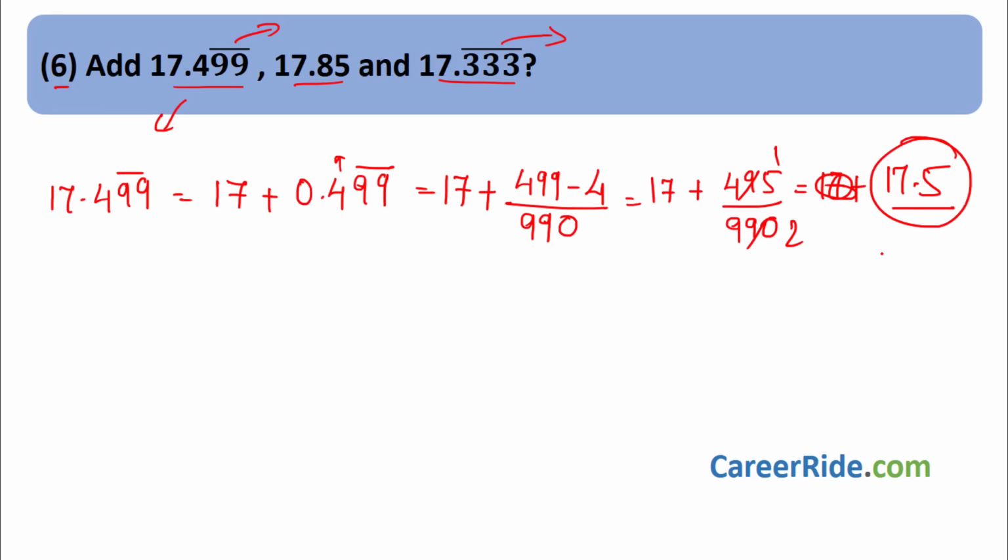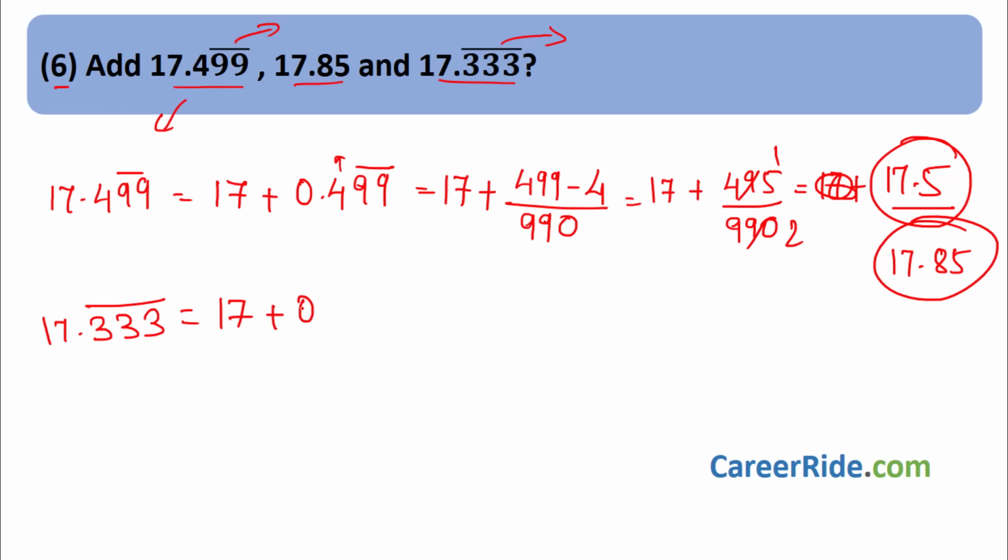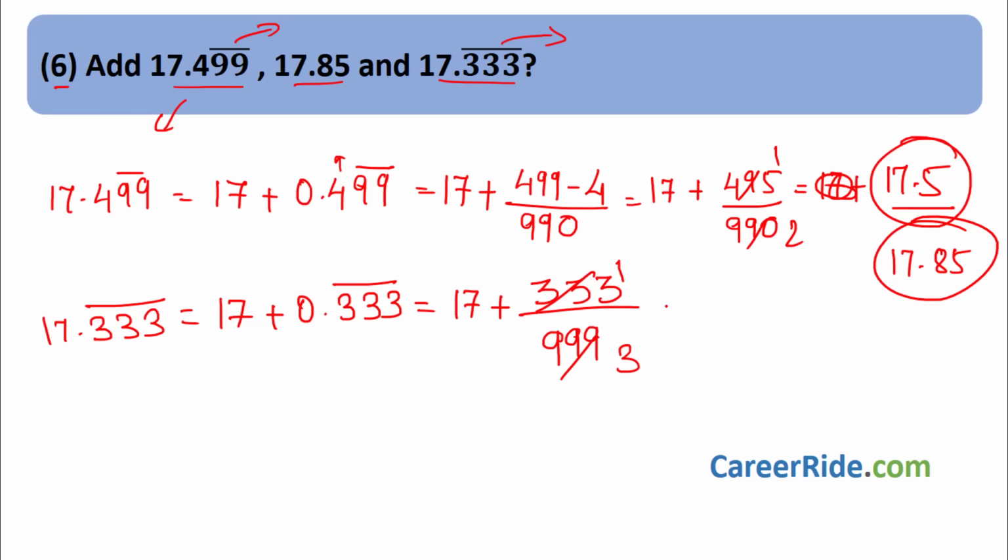One number is 17.5, second number is 17.85. Now let us see the third number, 17.333. What you will get? 17 plus 0.333, that would be equal to 17 plus what? 3 numbers below the bar, so 3 nines, no number without bar, so no zeros, okay. Numerator would be same 333, minus there is nothing to subtract as there is no number which does not have a bar on it, right. So 1s are, 3s are, 17 plus 1 by 3, okay.